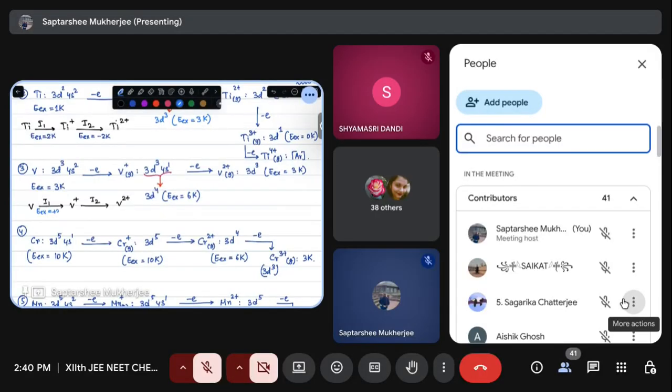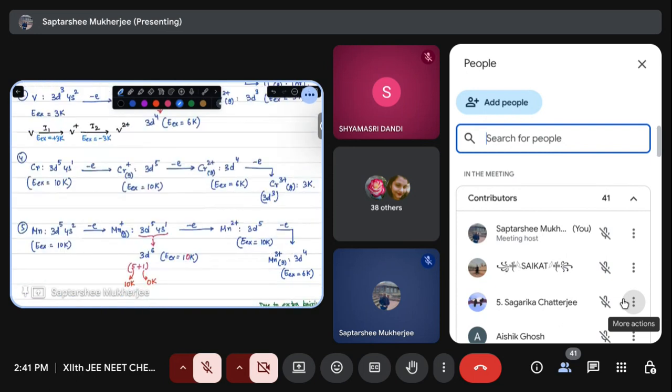3K. It is increasing by 3K. 3 unit stability is increasing, followed by the second time losing by 3K. Can you follow, everyone? Yes, sir. From chromium to chromium plus to chromium 2 plus, what is happening?